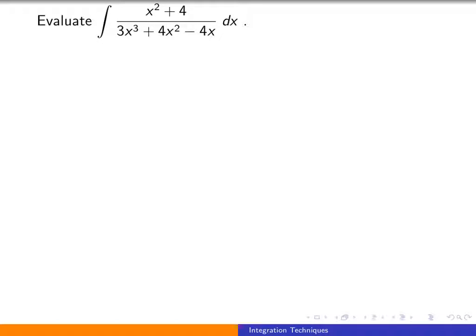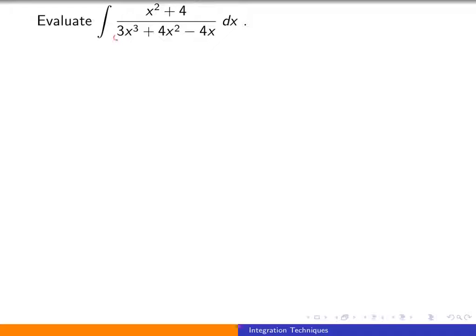In this example, we will anti-differentiate the rational function given here. Now, the observation to make is that it is a quadratic over a cubic, so it is a proper rational function. So the first step towards evaluating would be to write out the form of the partial fraction decomposition.